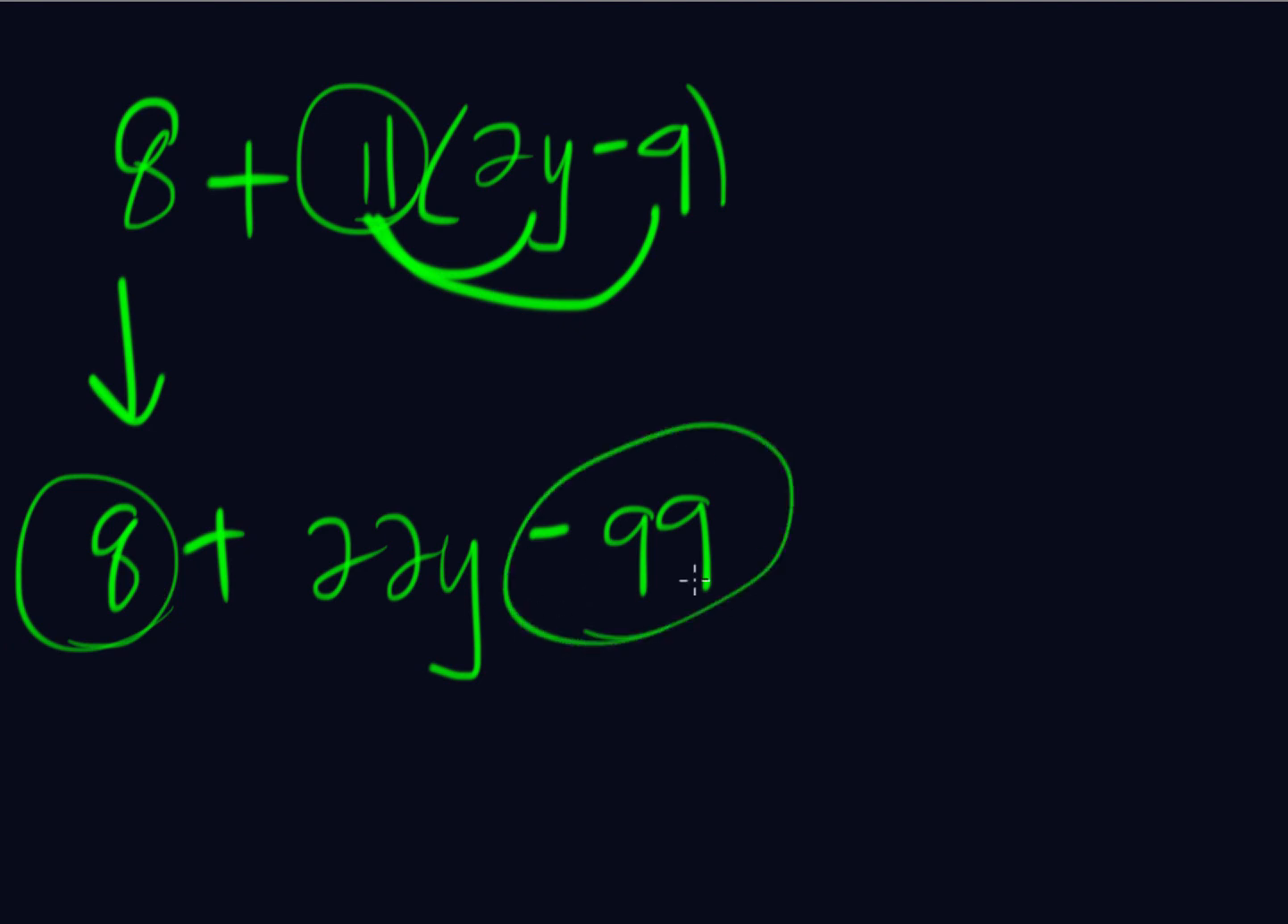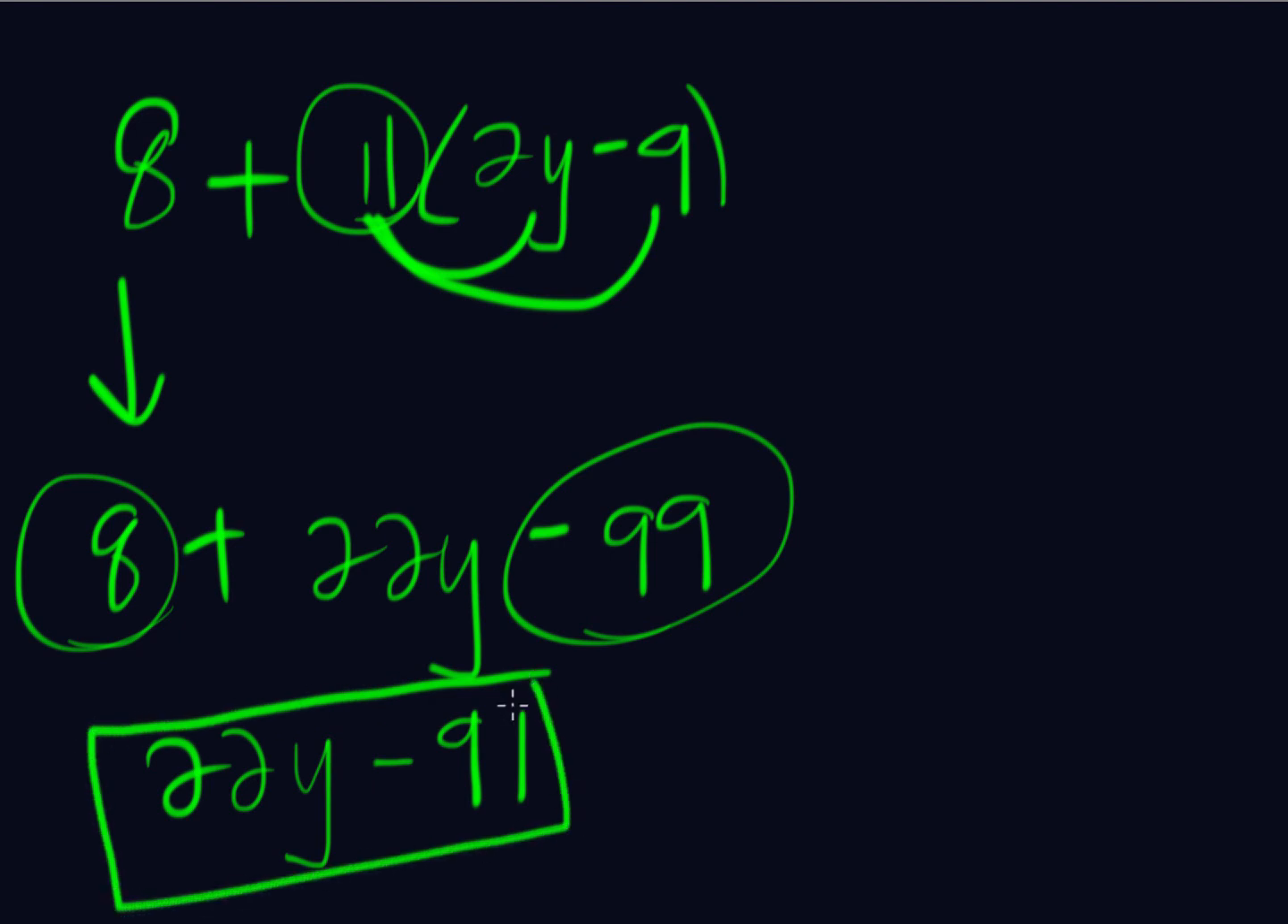And then I combine my like terms. So I get 22y, and then when I say 8 minus 99, I get negative 91. So 22y minus 91.